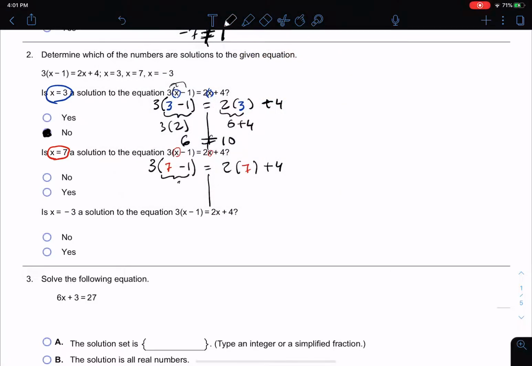7 minus 1 is 6. 3 times 6 is 18. 2 times 7 is 14. 14 plus 4 is 18. And I think we have a winner. Check, that is true. There we go. That is true. 7 makes the left side equal the right side. So on this particular part, this is a yes. 7 is a solution to the equation.